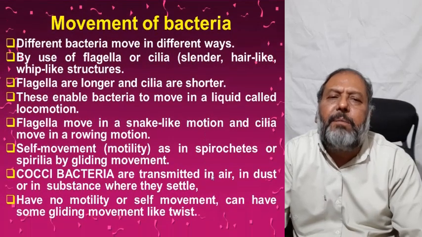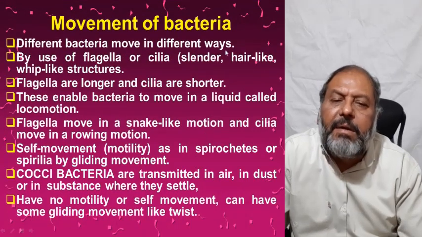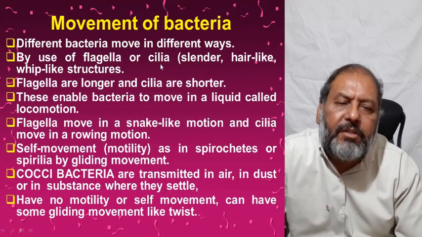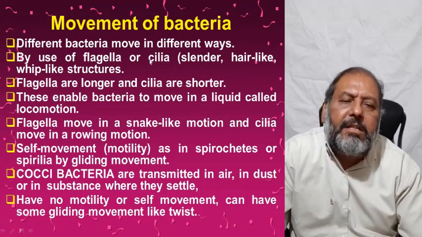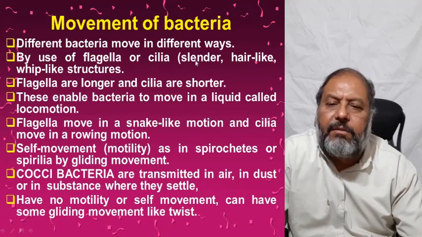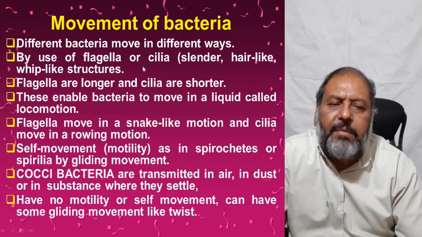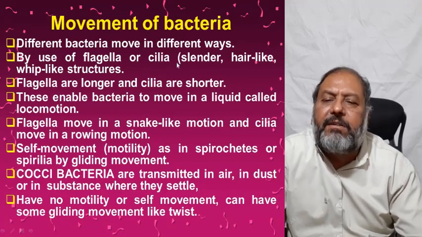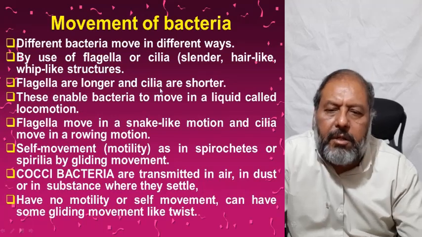So the movement of the bacteria: different bacteria move in different ways by use of the flagella or the cilia. Flagella are the legs of the bacteria, and cilia are the slender hair-like, whip-like structures by which the bacteria can swim and attach to different surfaces. Flagella are longer and cilia are shorter.